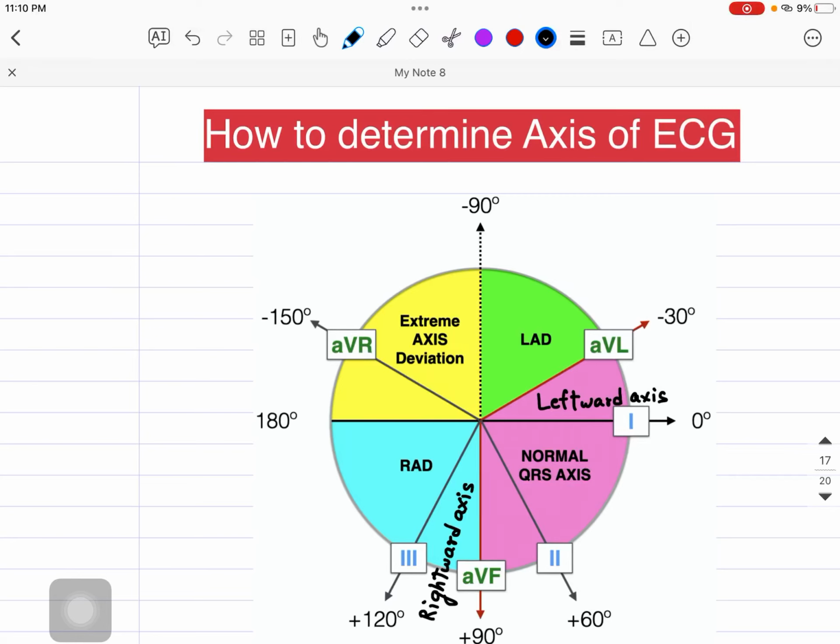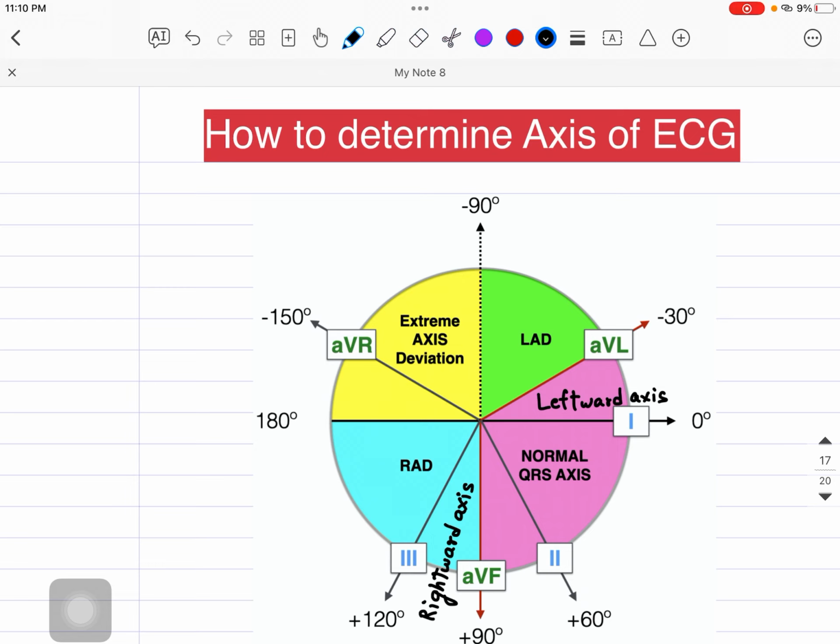In today's session we will be discussing axis determination in the ECG, right? In some previous videos we have discussed how to check the rhythm in an ECG and how to calculate the rate in an ECG, right? So the next step after understanding the rhythm and the rate of an ECG is to determine the axis in the ECG of a particular patient, right?